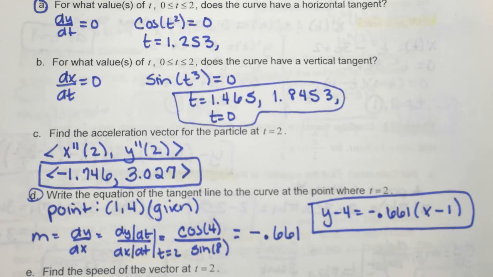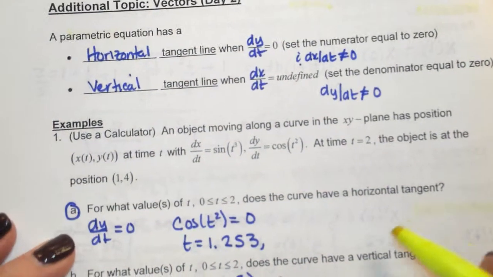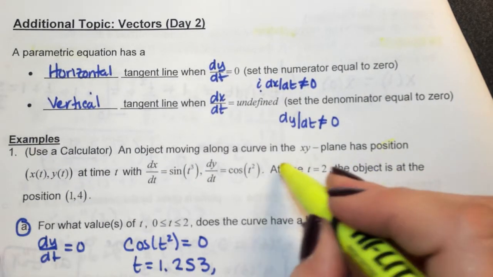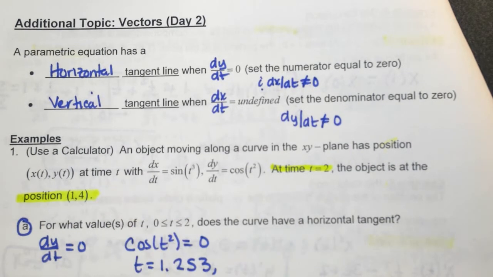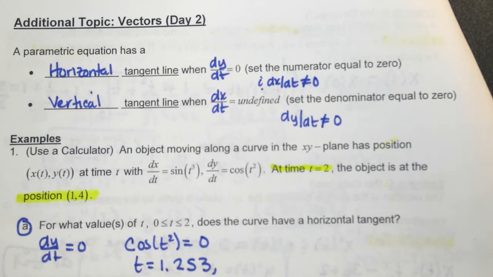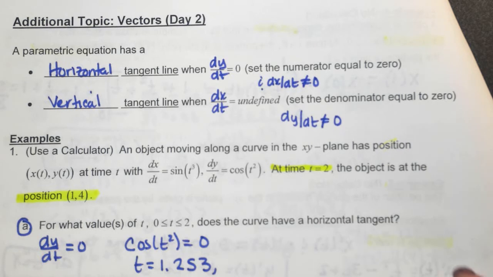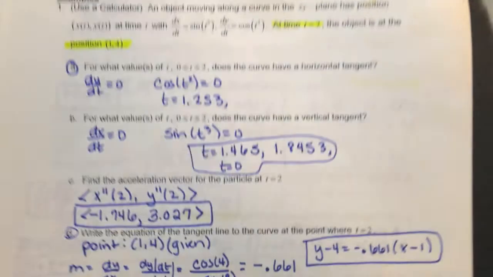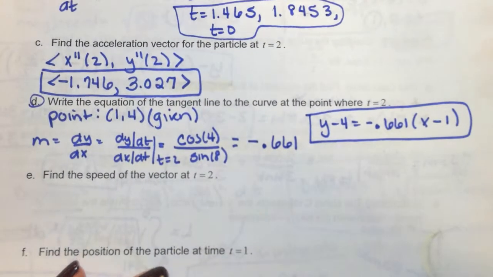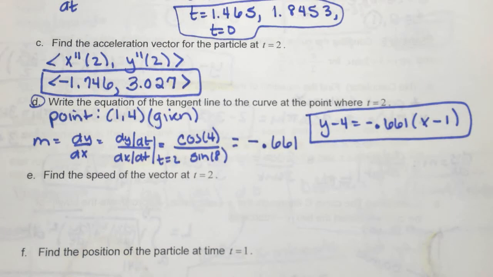Again, ladies and gentlemen, be careful, because at the time t equal to 2, if you reference the original problem, before you go through and have to do integration and figure out what the point is, see if they gave it to you. So they actually gave you the point that you needed to write the equation of the tangent line at t equal to 2. So all you really had to worry about doing was finding your slope. All right, so any questions on part D?